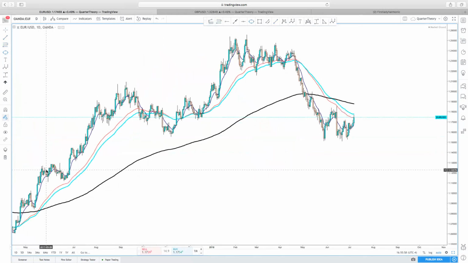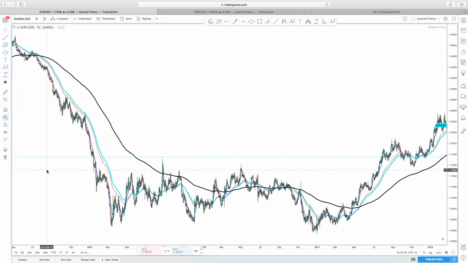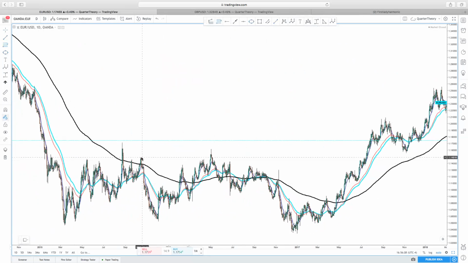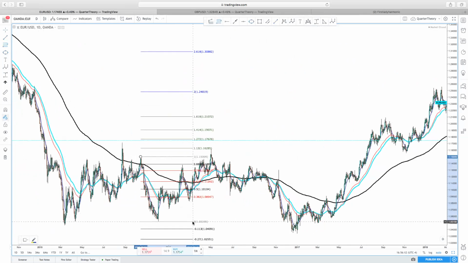But again, we're still looking for a bat. Let's see, we have a down move here. Right? There we go. So we have an impulse leg X to A. We've come up into the 50%. We've come back down. Again, 382 to 886 is a C point.